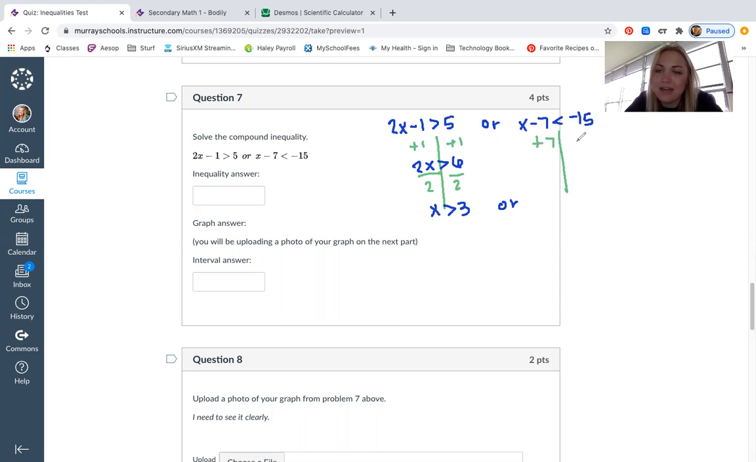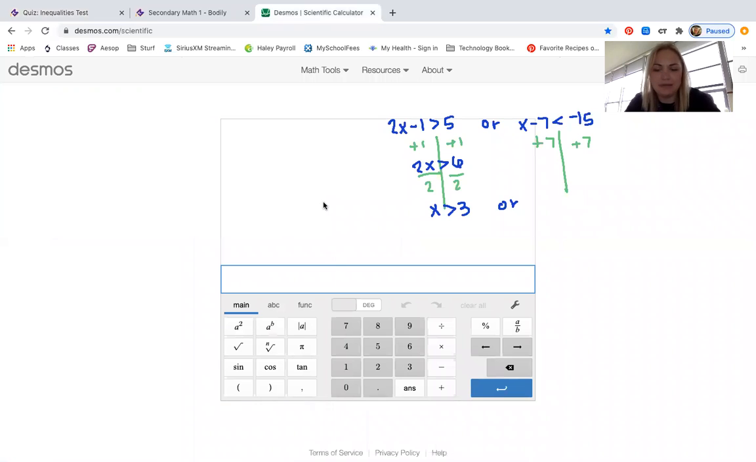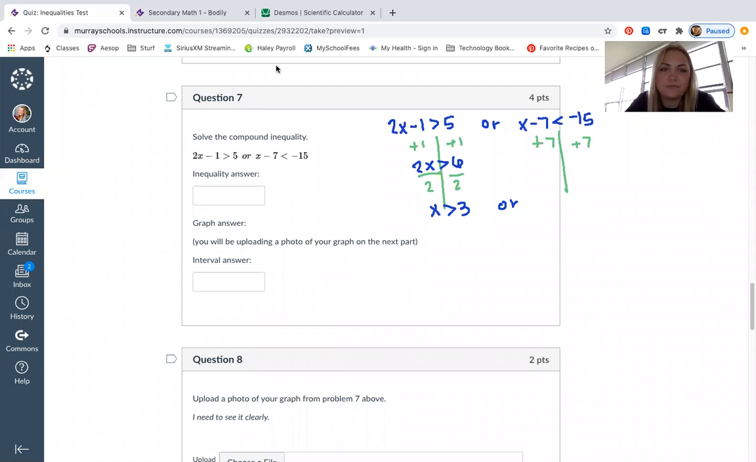Yay, in math. Okay, add 7 to both sides here. Negative 15 plus 7, what is that? Remember, if you have a brain freeze like I do right now, you could always type it in. Negative 15 plus 7 is negative 8. Great. So we have x is less than negative 8. So x is greater than 3, or x is less than negative 8. Let's type that in. x greater than 3, space, or, space, x less than negative 8.